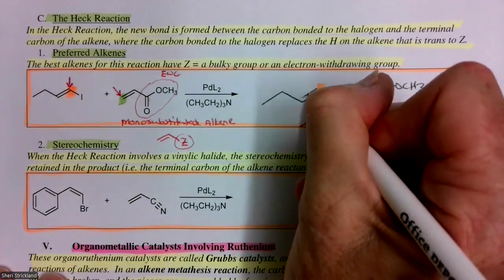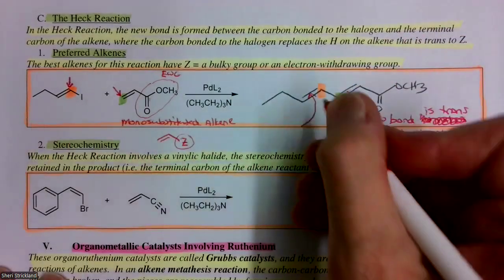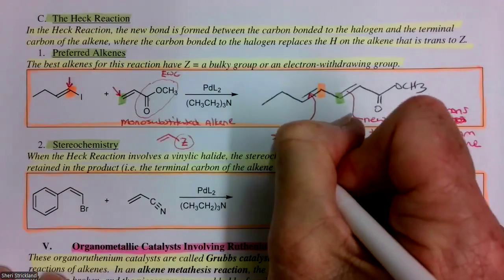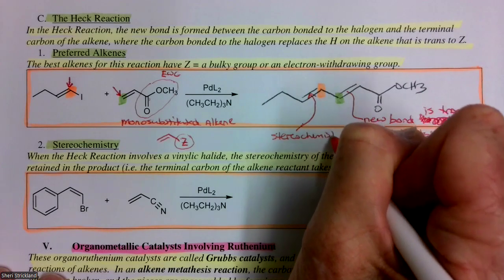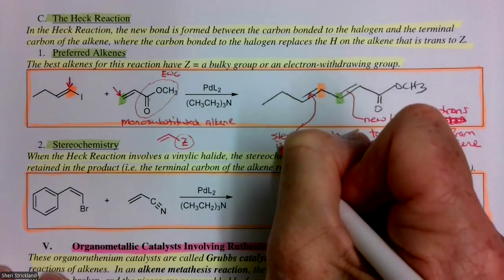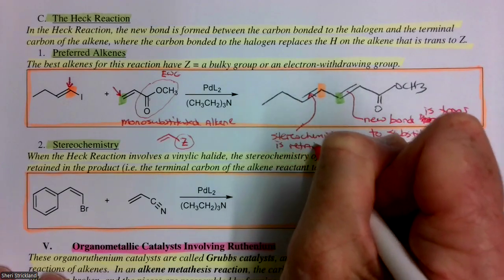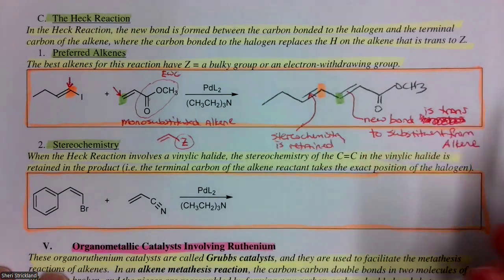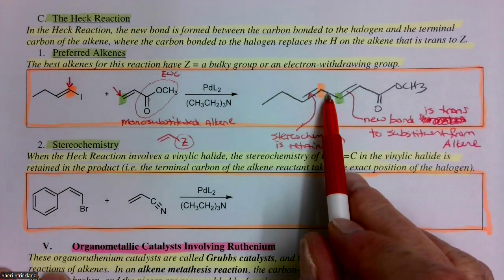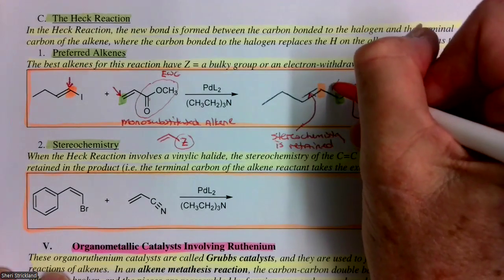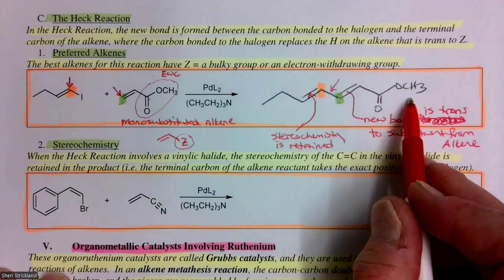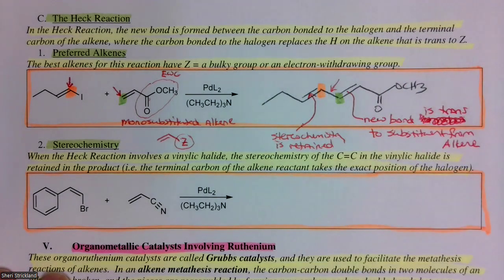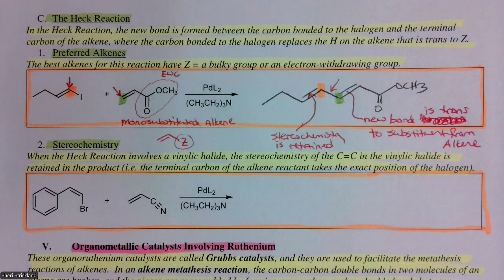And this stereochemistry from our vinylic halide, stereochemistry is retained, whatever it was. If it was trans, it's retained. If it was cis, it's retained. But the new one, this new bond here, is formed trans to whatever this substituent is, okay? So just keep track of your pieces. Half of chemistry is staying organized.